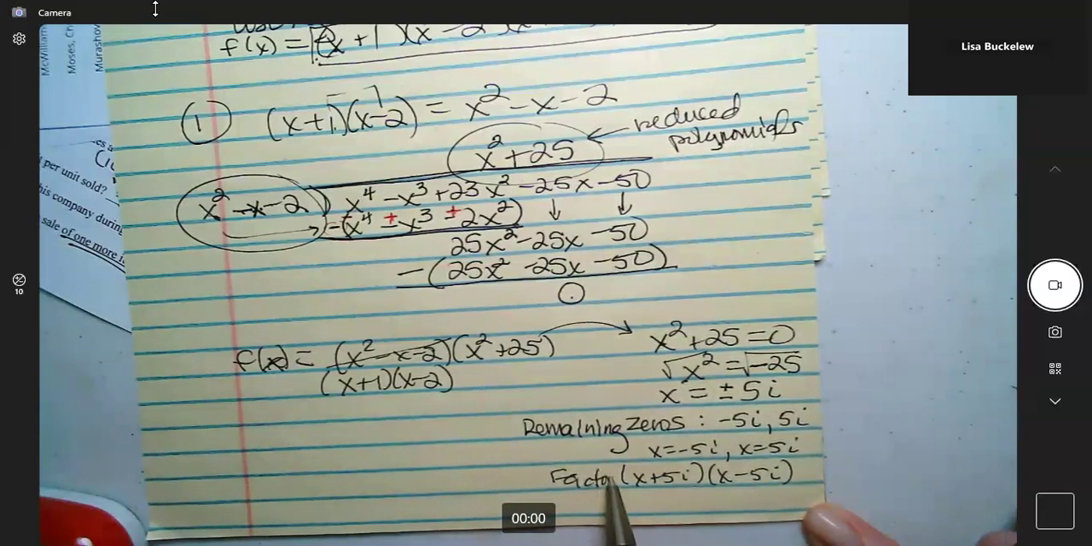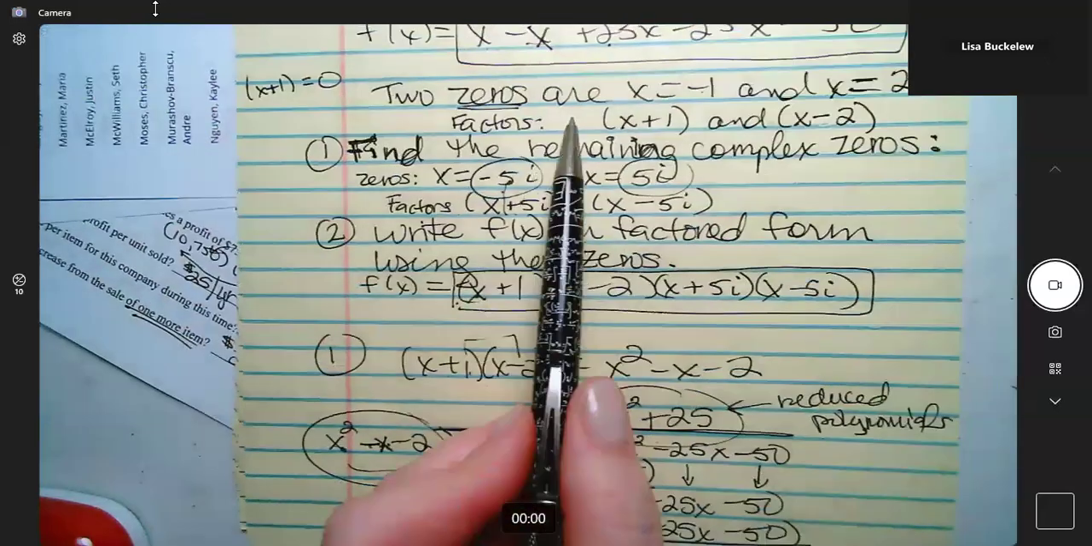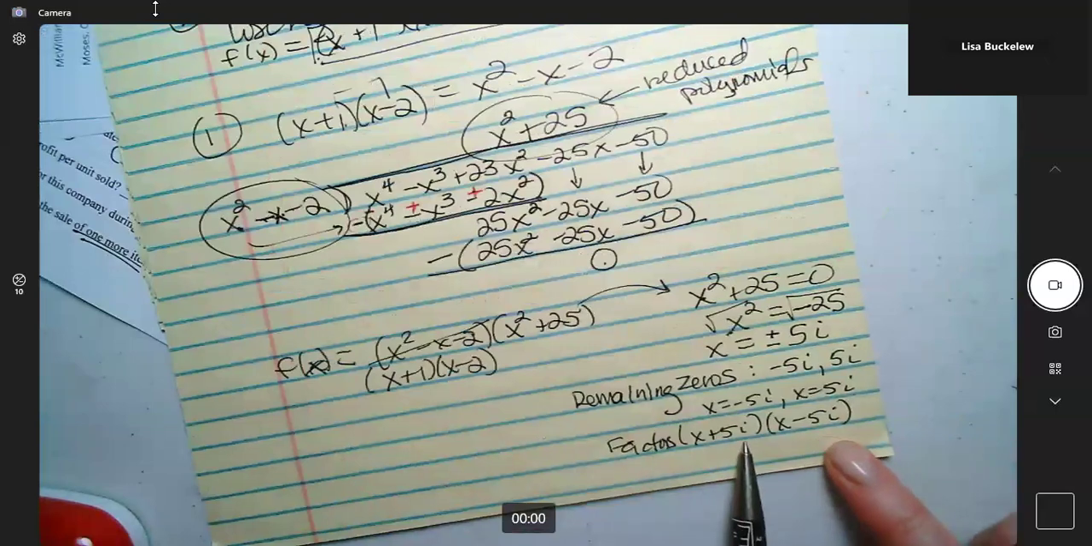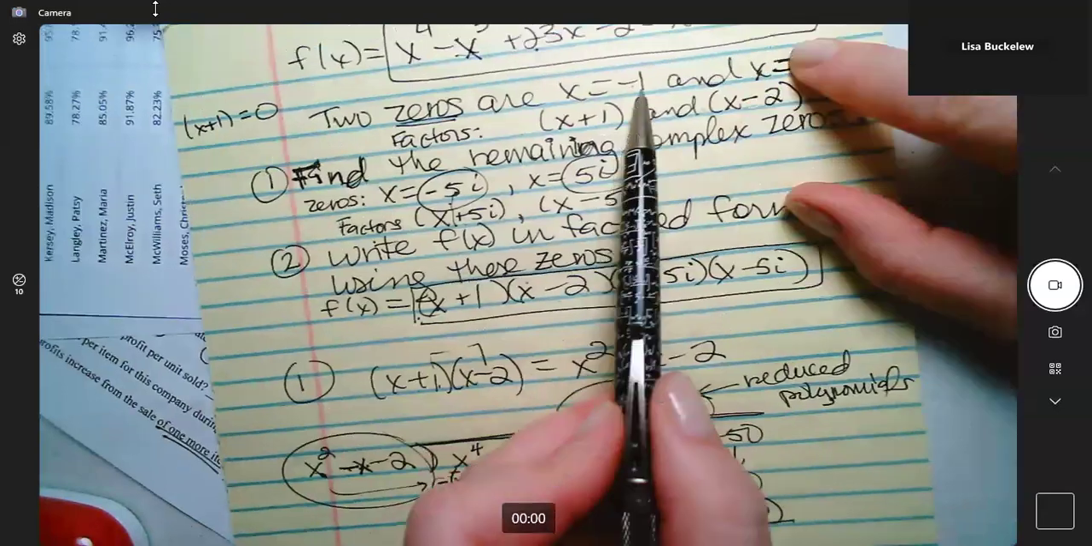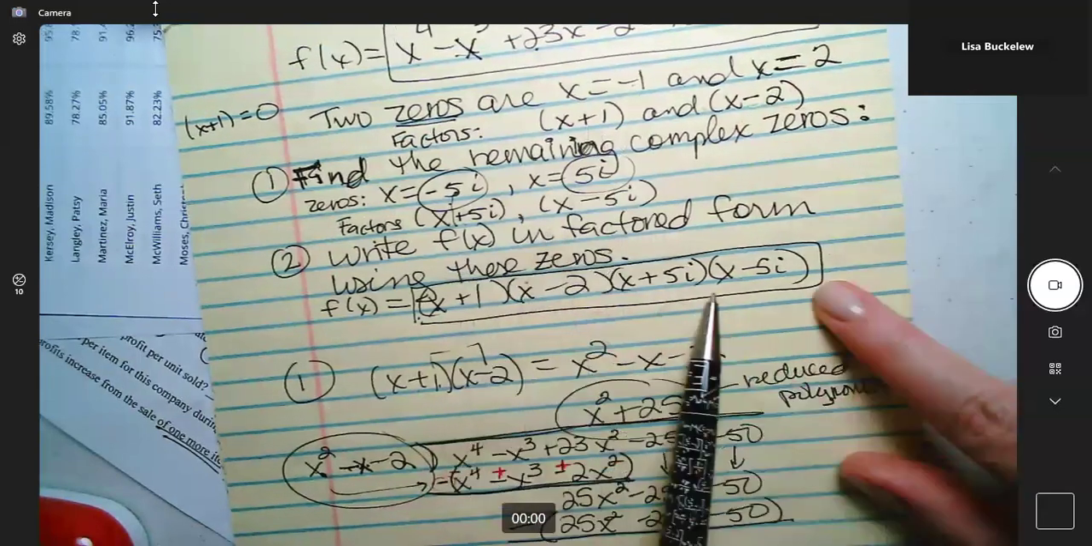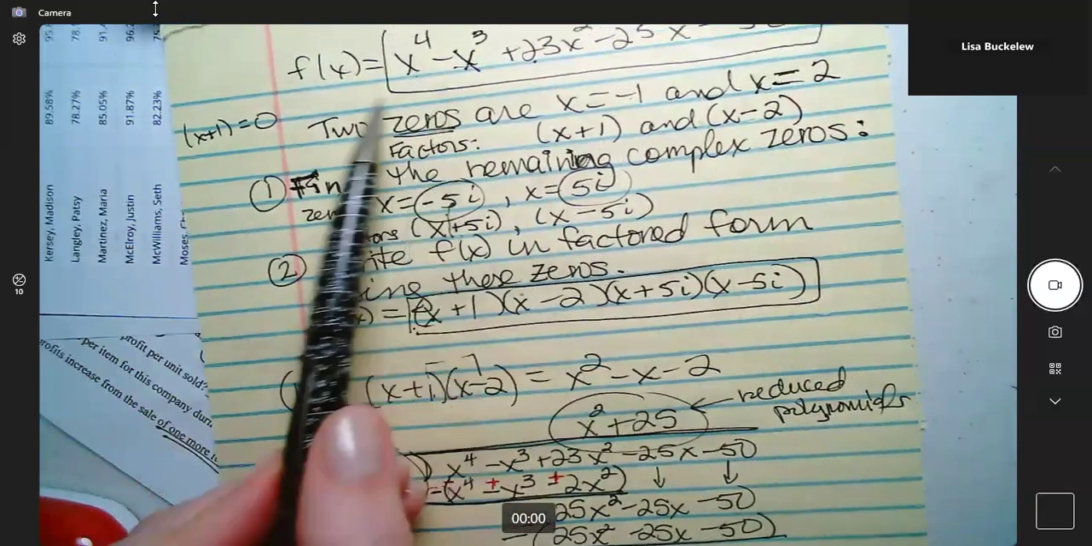Okay. And then if it wants you to write the entire polynomial in terms of factored form, you would include the two that you just figured out at the end and the two that you were given at the beginning once you change the zeros into the factors, and then just string them along together. Those are your four factors that are represented by this original polynomial.